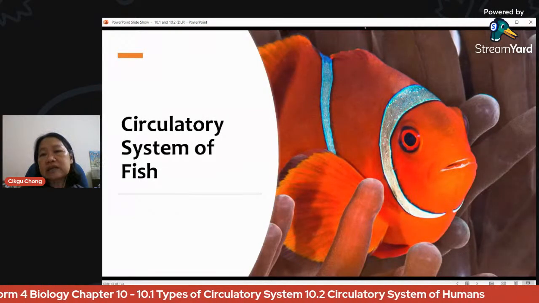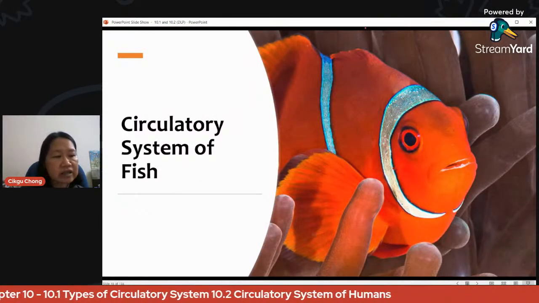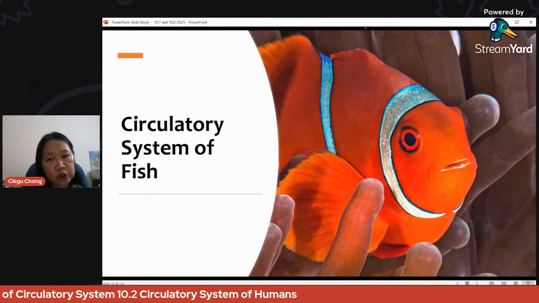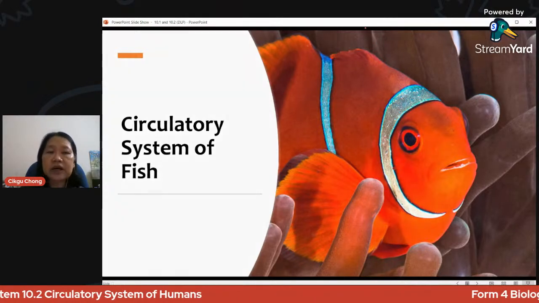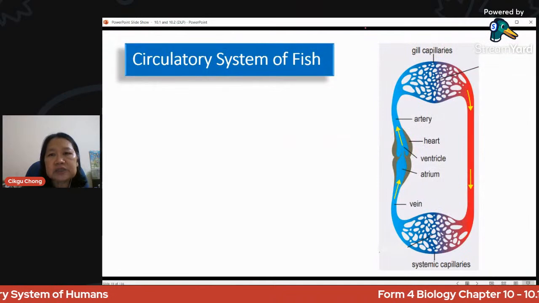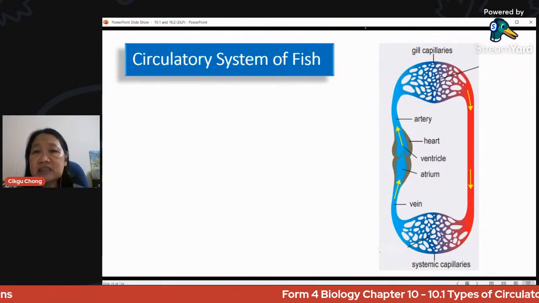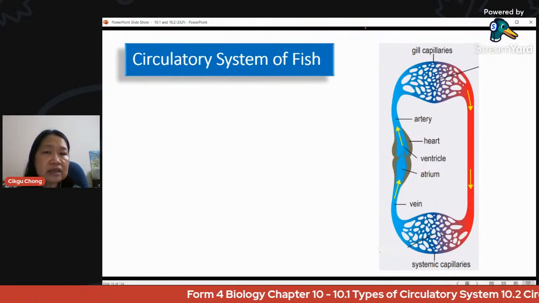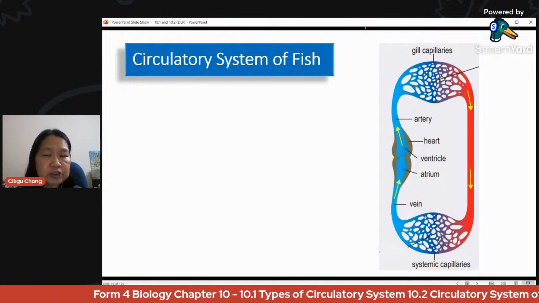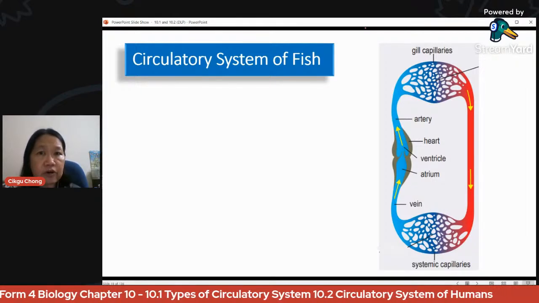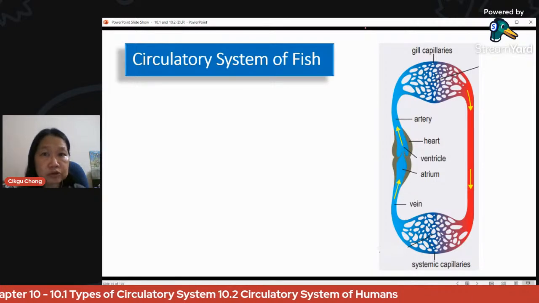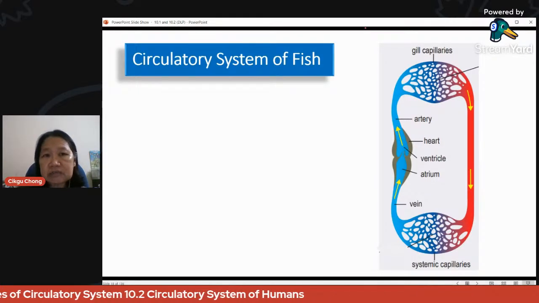Now let's look at the closed. This fish, and then the amphibian and the human, they are all closed. Okay, so fish. Let's look at the circulatory system of fish. You have learned this in Form 3 before. Okay, so it's nothing new to you. So I'm very sure you can understand it because you've seen it before in your chapter 3 of Form 3 Science. Okay, circulatory system of fish.